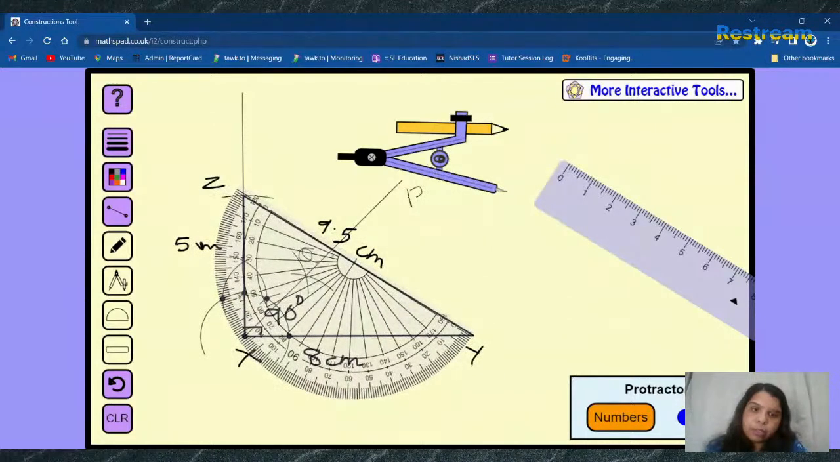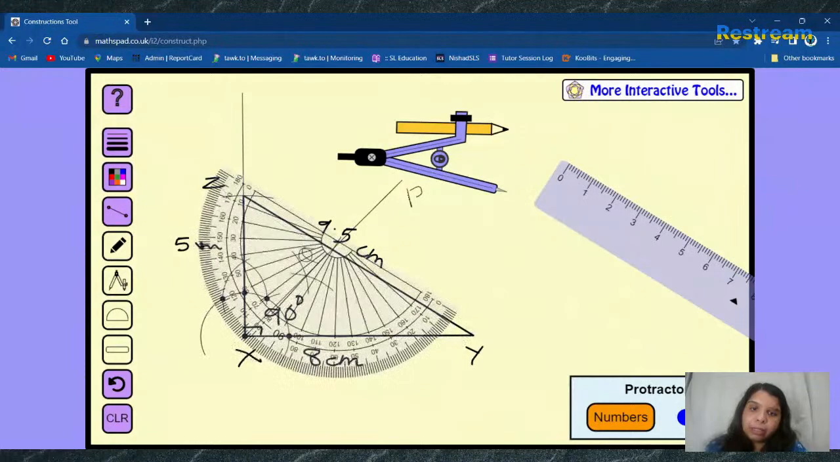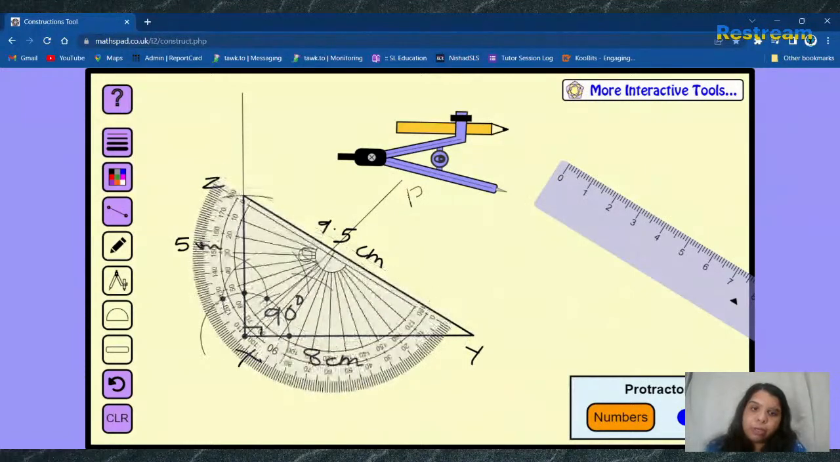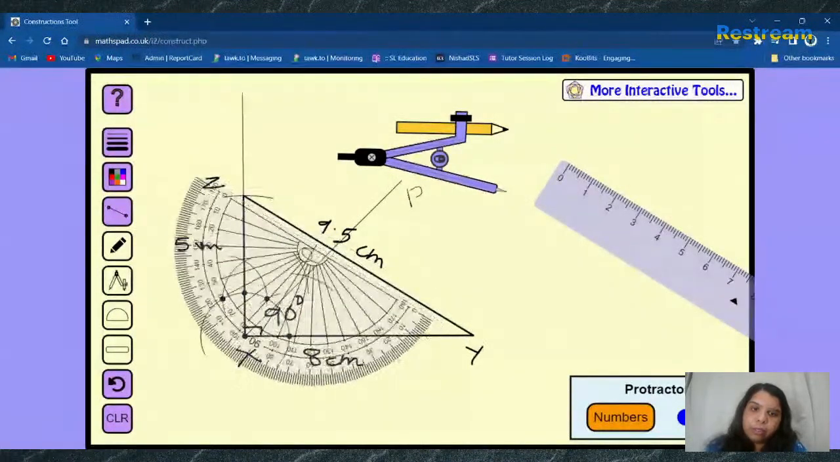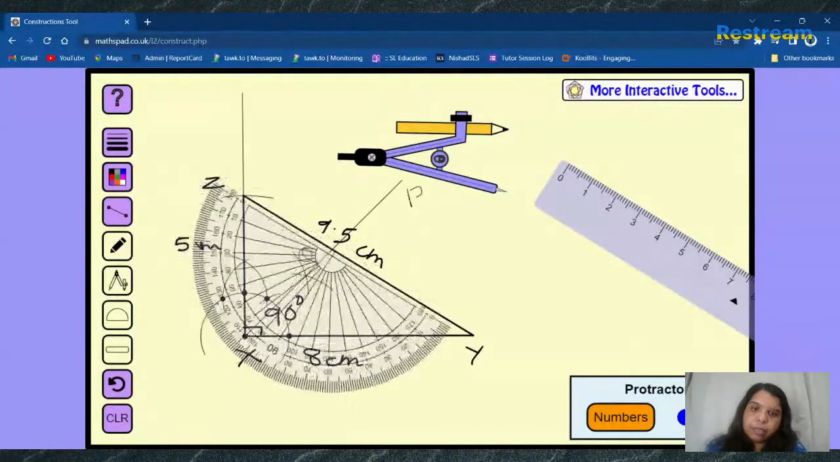Is it still on point? No, it's not on point. That's what it is not. See, for me, these things are very difficult because I'm doing it online. But if you are doing it on your own, this angle should be 90 degrees if I'm not wrong. Okay, still we will.